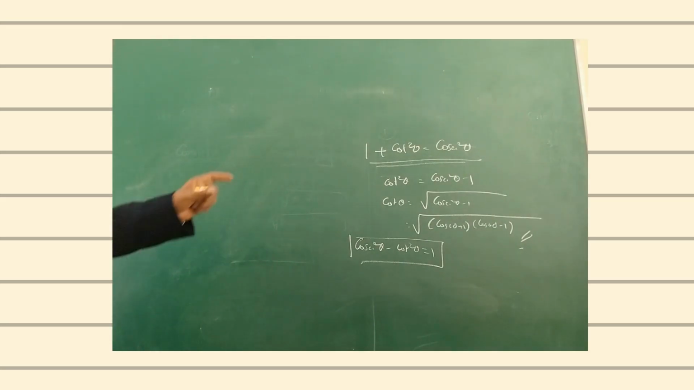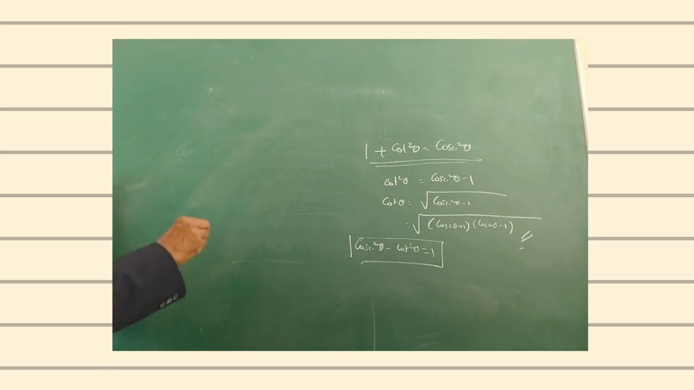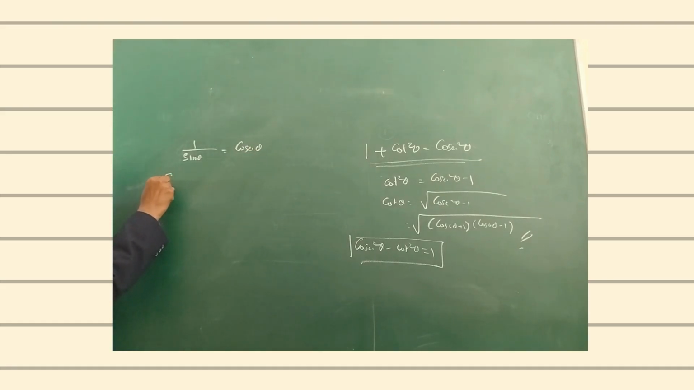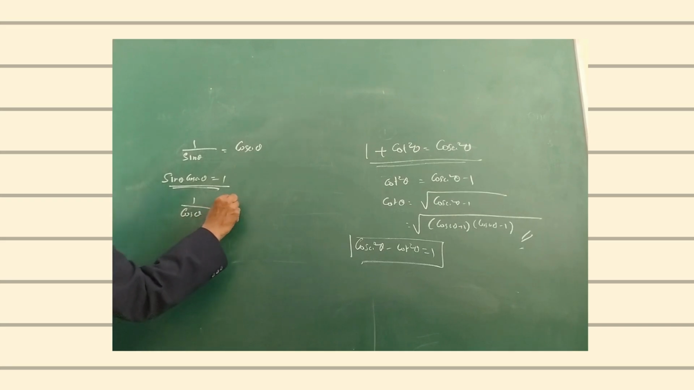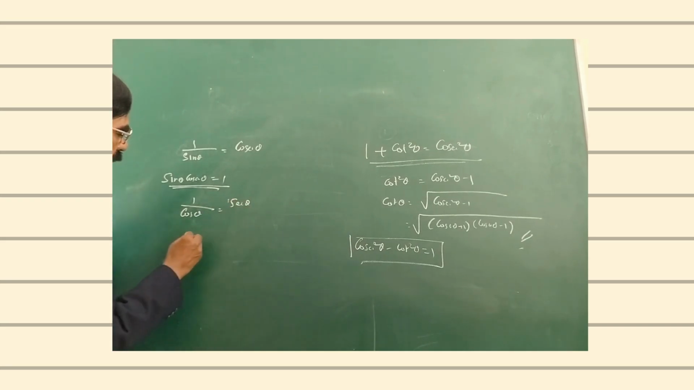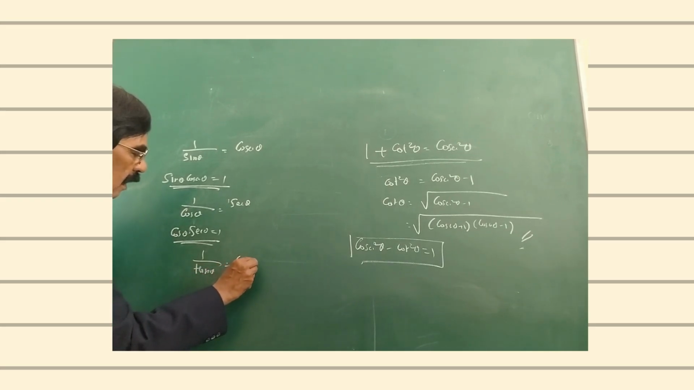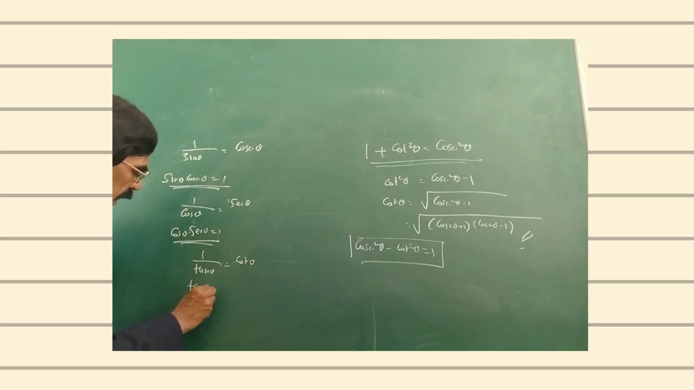So I just reflected three different identities. The same way, listen here, reverse. 1 by sin theta is cosecant theta. That means sin theta into cosecant theta becomes 1. I said 1 by cos theta is secant theta. So, cos theta into secant theta is 1. I said 1 by tan theta is cot theta. So, tan theta into cot theta is 1.